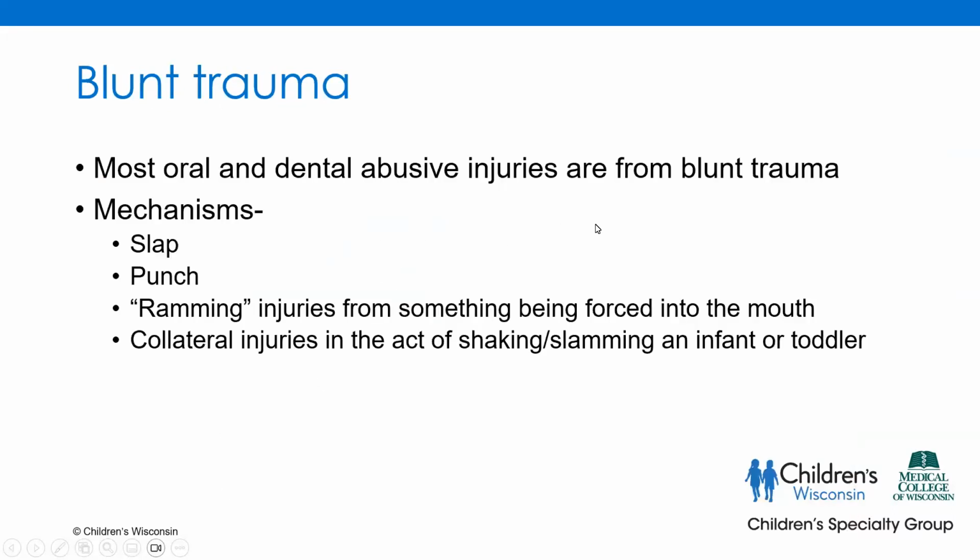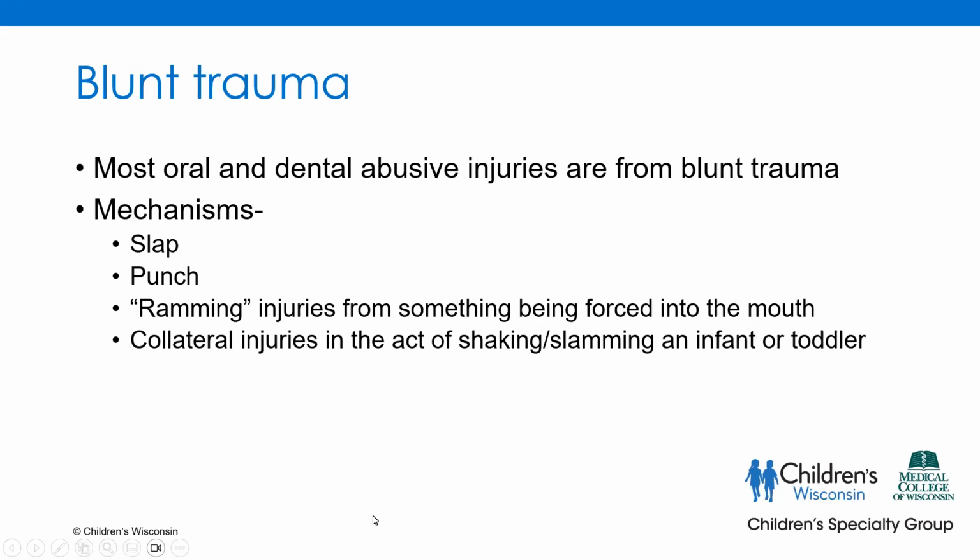So most oral and dental injuries from abuse are from blunt trauma. As I indicated, they can be from a slap, a punch, ramming injuries of something being very forcefully inserted. And then you can get sometimes collateral kind of injuries if the child is shaken or slammed. You can get even distant injuries depending on what the child's body or the head is subjected to. So if a child's hit forcefully in the head and the head is able to move through an arc, almost like a whiplash type injury, you can actually get intracranial injury to the brain and bleeding on the surface of the brain.